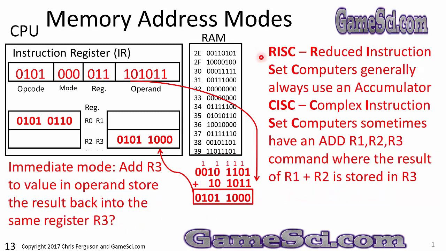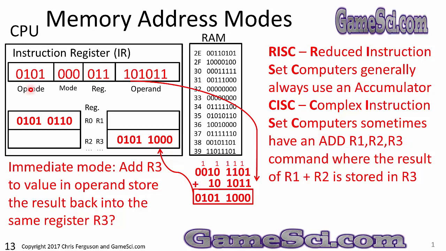RISC, or reduced instruction set computers, generally always use the accumulator as their implied register. CISC computers, complex instruction set computers, sometimes have more complex commands, like an add R1 to R2 and store the result in R3. That command, where the result of R1 plus R2 is stored in R3. It really depends on the type of CPU we're looking at, whether it goes into an implied register or a register specified by the user.